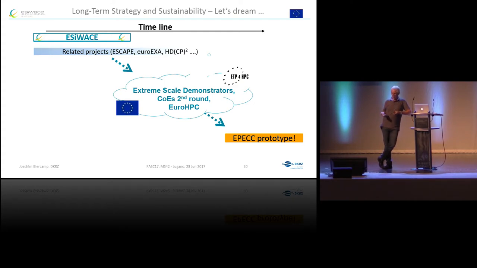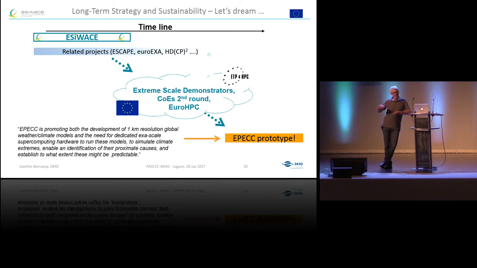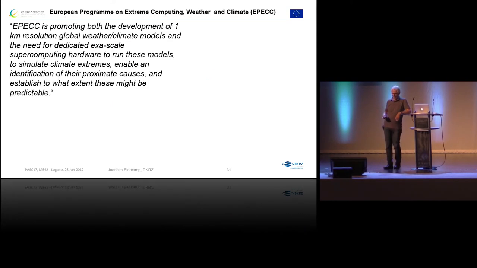And so what we hope for is that we can use all this momentum to come up with something which I call here an epic prototype. And EPIC is something which is even above all this. It's a number of leading domain scientists, but also IT scientists. So Thomas Schulthess is one of the driving forces, Björn Stevens is one of the driving forces to promote this development of 1 kilometer resolution global weather and climate, but really makes a science case why we need that, and explains why we probably need a dedicated system to achieve this. We cannot just go to PRACE and ask for some allocation. And that, of course, would then be a real center of excellence.